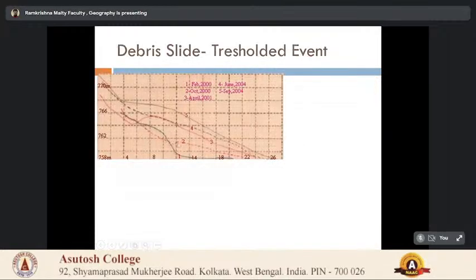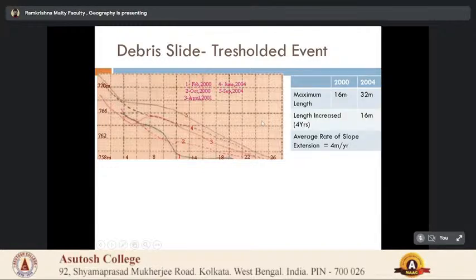So these were plotted. It was the first profile, the second profile, third profile, fourth profile, and fifth profile. Okay. Now the length of the landslide during 2000 and 2004 has been increased by 16 meter. Its length was 16 meter in 2000, and in 2004 it was 32 meter. And during these 4 years, it has been extended by 16 meter.